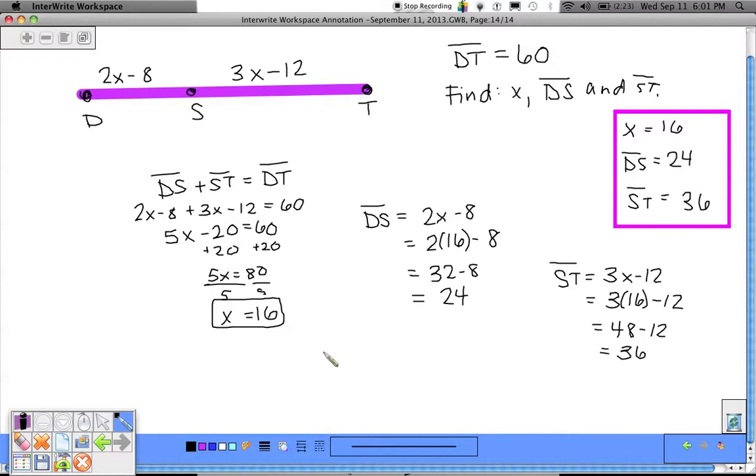And you can check yourself by making sure that that first statement that we used is still true. So DS plus ST equals DT. So we have 24 plus 36 equals 60. So 60 equals 60, and that is true, so you are correct. And this is a really good way of checking your answer to make sure that you did it correctly.